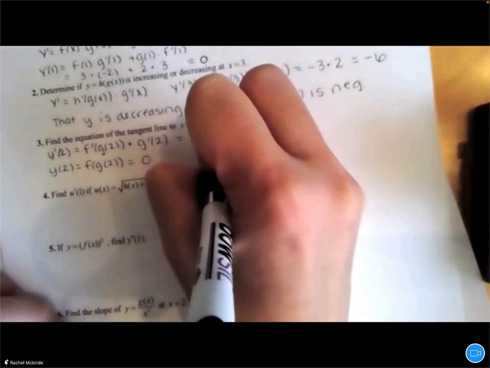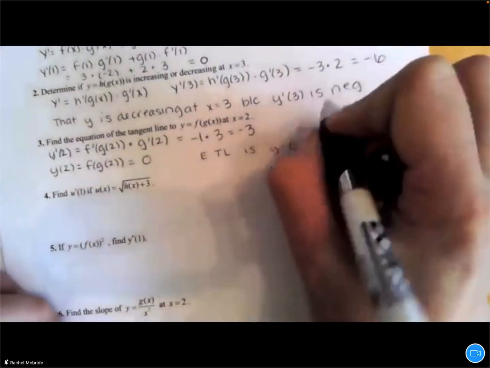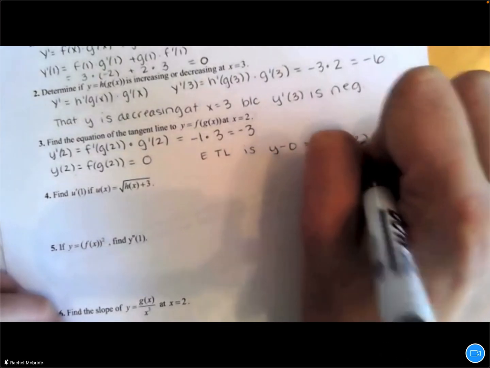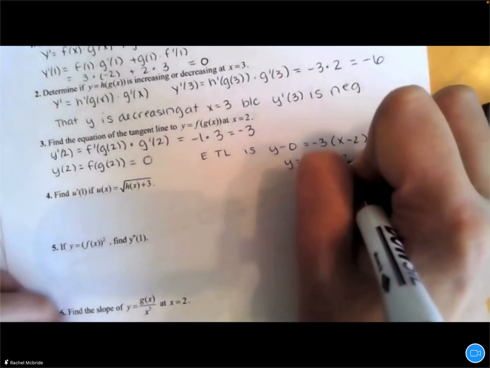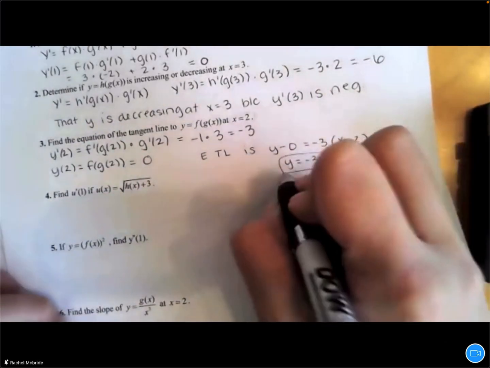And the equation of my tangent line is y minus 0 equals negative 3 times x minus 2, or y equals negative 3 times x minus 2. And again, you could distribute that if you want. If not, you are done.